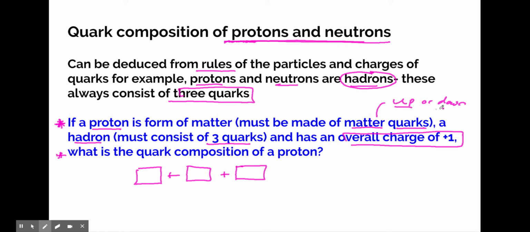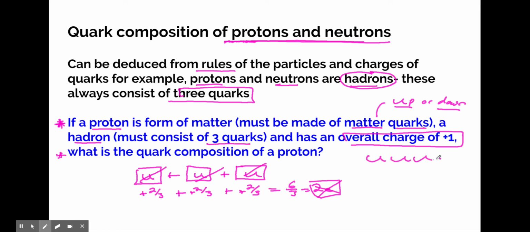It has to be only up or down quarks, and when we're done, we have to have an overall charge of +1. So if you thought, well, let's just see what would happen if we put 3 up quarks together. Well, the charge on an up quark is +2/3. Imagine if we put 3 things together and each of those things had a charge of 2/3. The total charge of 3 up quarks put together would be 6/3, or 2 times the elementary charge. That doesn't work. So we know that a proton is not up, up, up. It's not 3 ups. So we can rule that out.